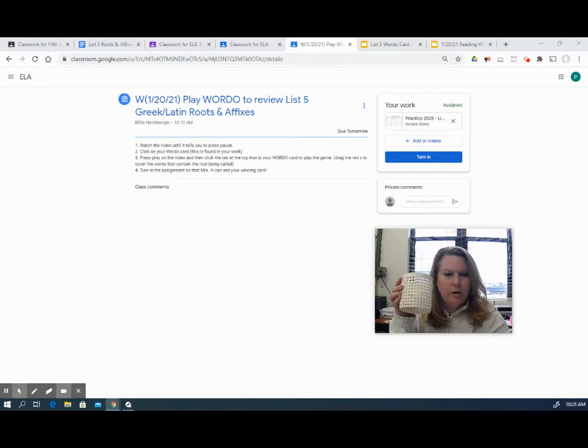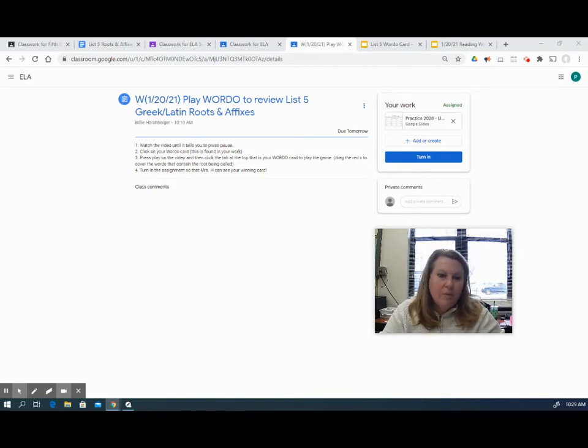So I have this Wordo cup and I will pull a root or affix out that we're studying this week. And I will read the definition of that root and its origin, whether it's Greek or Latin or neither. And then you will look to locate words that contain that root on your Wordo card that's found up here in your work section. So I am in my practice student account. So what you're seeing is exactly what you'll see when you go into your assignment.